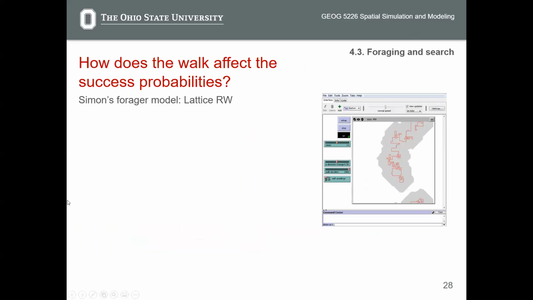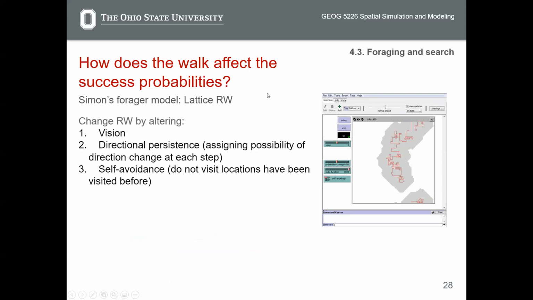And here now we have a model. We have a model from the textbook. You can play with it a little bit. Okay, and now let's ask this question: how does the walk affect the success probabilities? Okay, of course, the vision is important, right? I mentioned it before. The larger your vision is, the more new sites you can find after each step, which means that your efficiency increases dramatically when your vision increases.